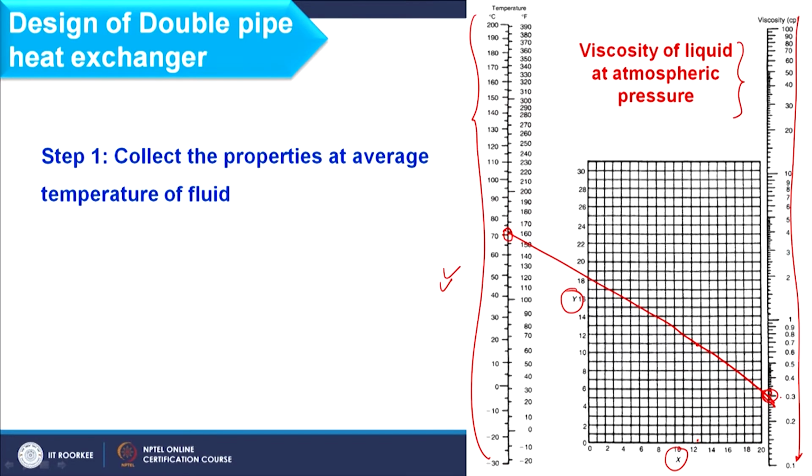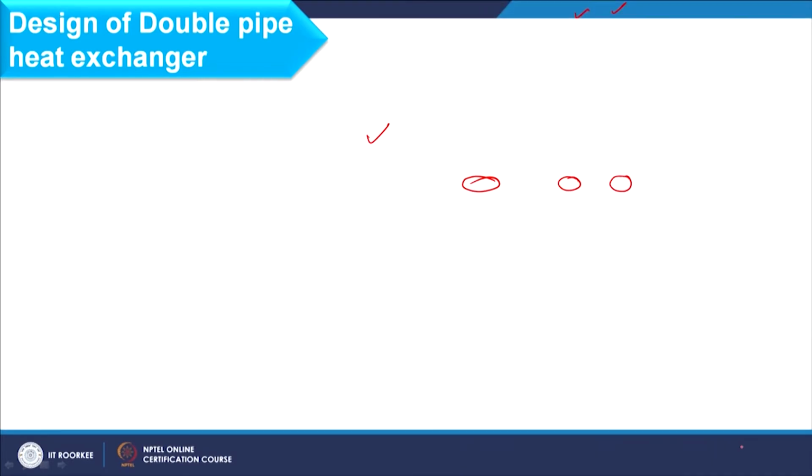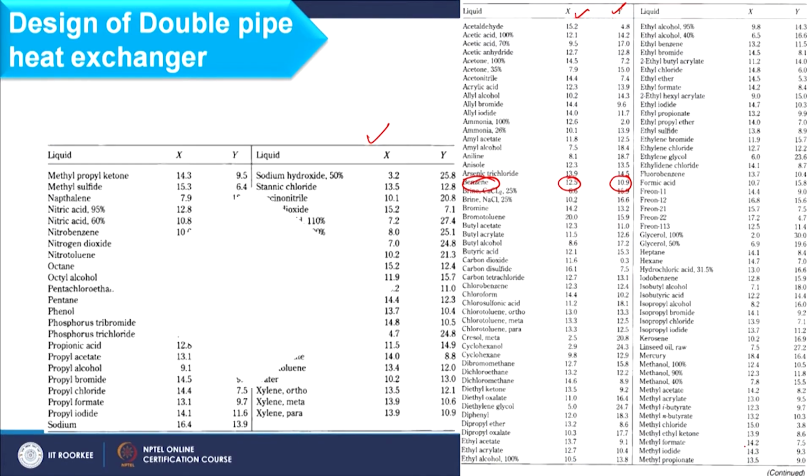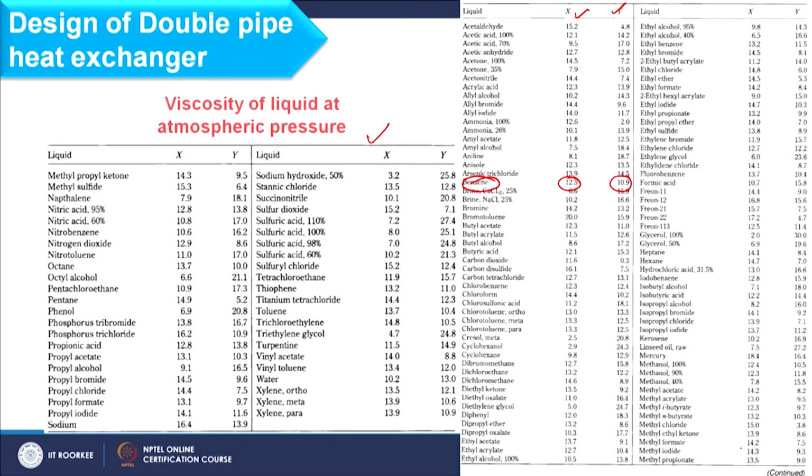And similarly, you can read the viscosity value for other fluids. But that should be at average temperature, and you can see the values of y and x from the table which we have already discussed. So, this is for the viscosity of the liquid.